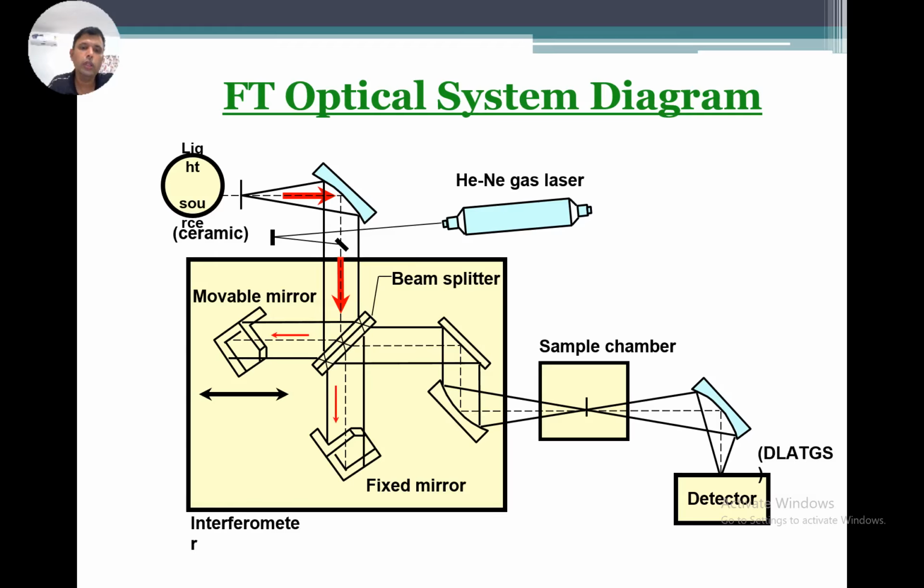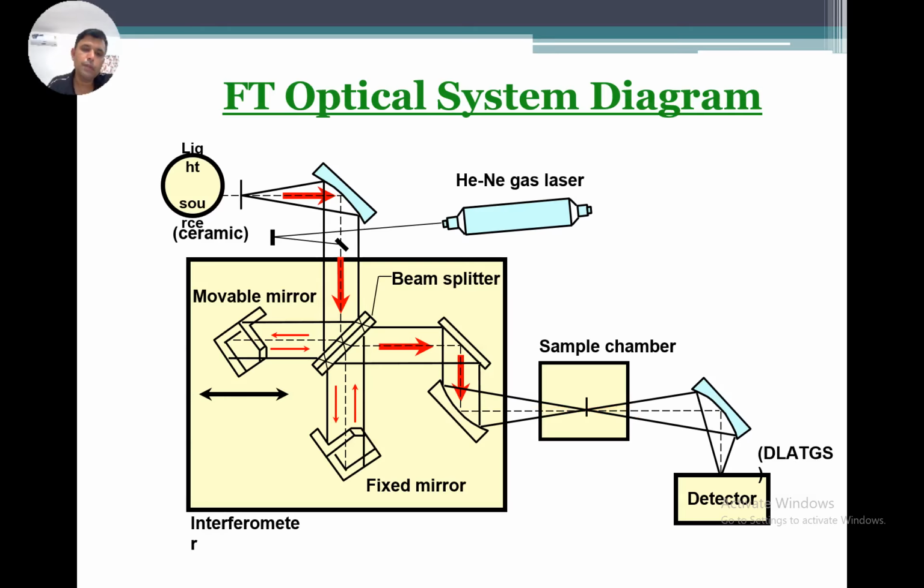So these radiations are going to move towards one moving mirror and a fixed mirror. The mirrors will reflect back these radiations, and again this radiation is going to combine in the beam splitter. Then it is going to move forward towards the sample chamber and finally to the detector. So what is the basic principle?